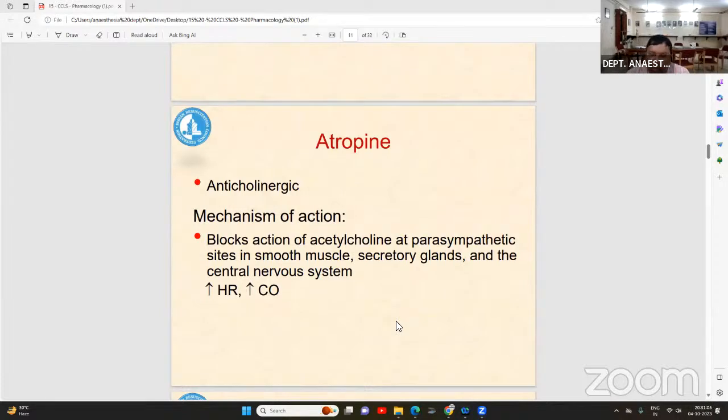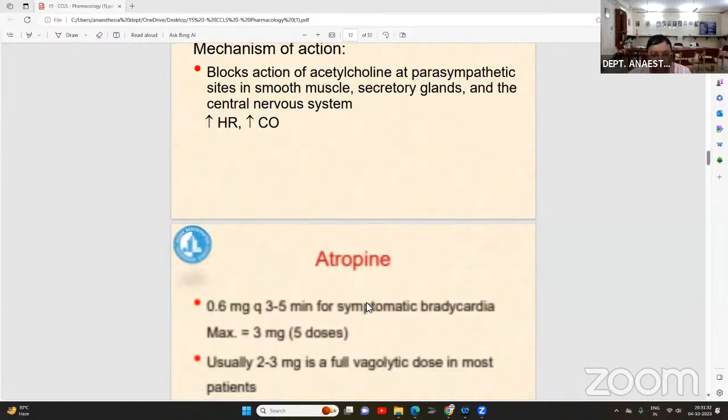Atropine is indicated only in symptomatic bradycardia. It is not useful in second or third degree heart blocks; it is useful in symptomatic bradycardia only. Atropine is the drug of choice for bradycardia only. It's not the drug of choice for cardiac arrest. It blocks the action of acetylcholine at the parasympathetic sites in the smooth muscles, secretory glands, and the central nervous system. It can increase the heart rate and also the cardiac output.